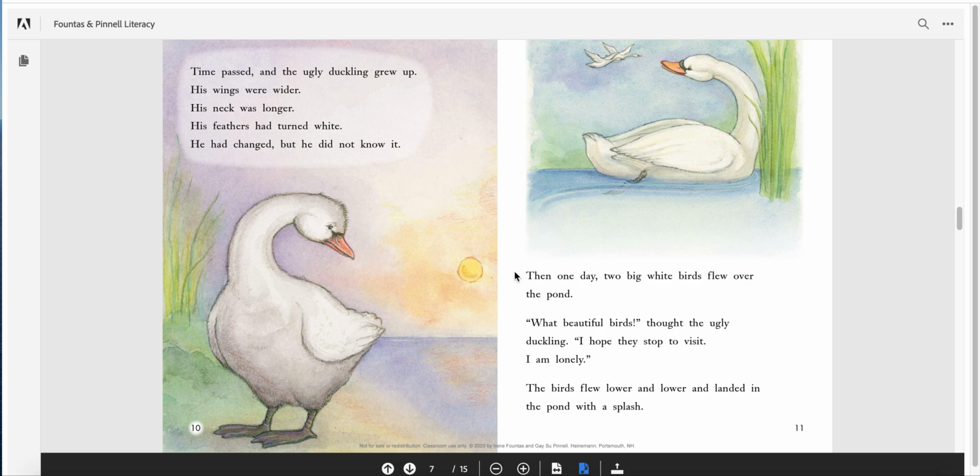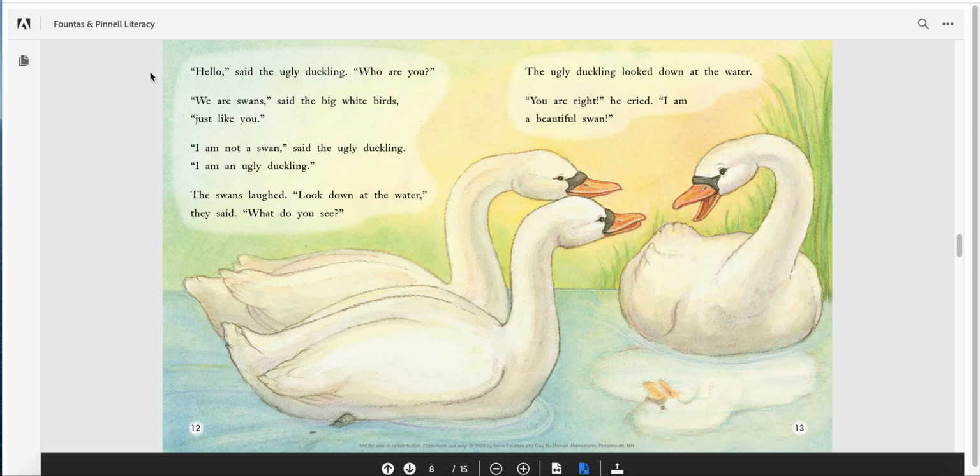Then, one day, two big white birds flew over the pond. "What beautiful birds," thought the ugly duckling. "I hope they stop to visit. I am lonely." The birds flew lower and lower and landed in the pond with a splash. "Hello," said the ugly duckling. "Who are you?" "We are swans," said the big white birds, "just like you."